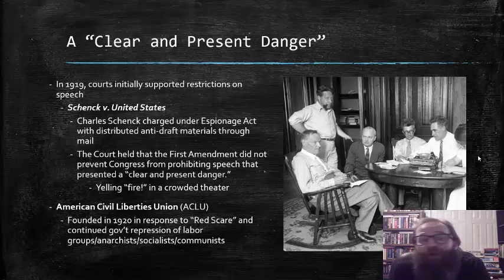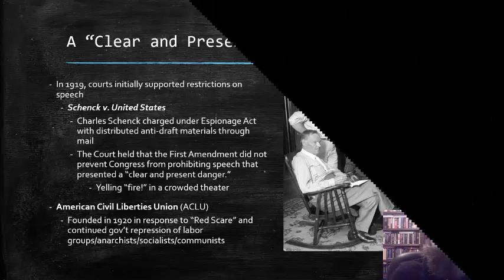This period also saw the establishment of the American Civil Liberties Union, the ACLU, which was founded in response to the issues raised by the Red Scare and such decisions as Schenck versus the United States, and the continued government repression of labor groups, anarchists, socialists, and communists.